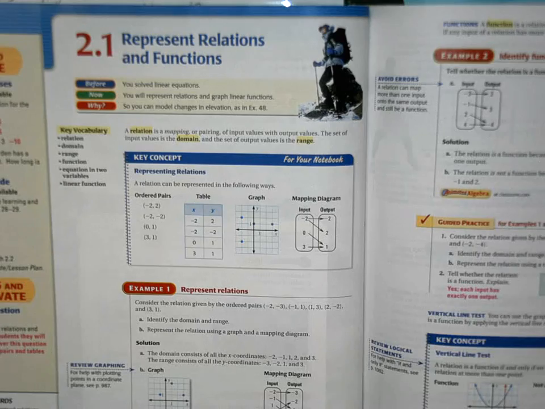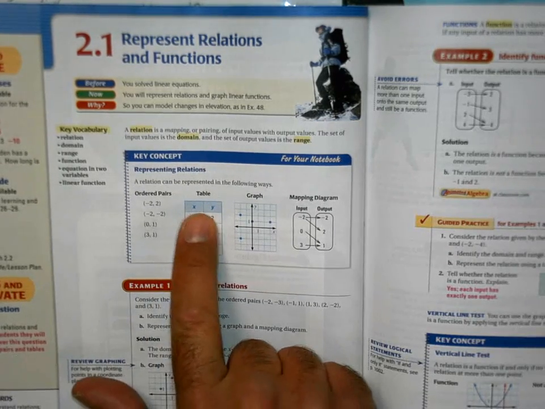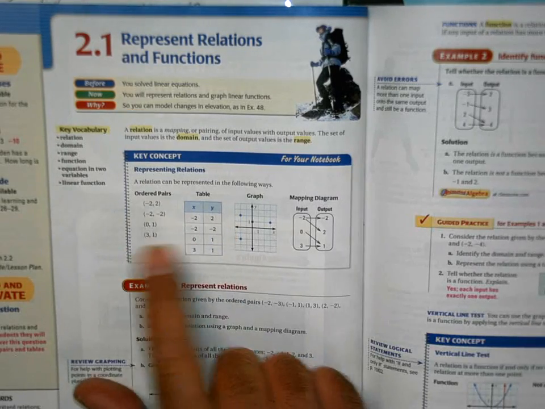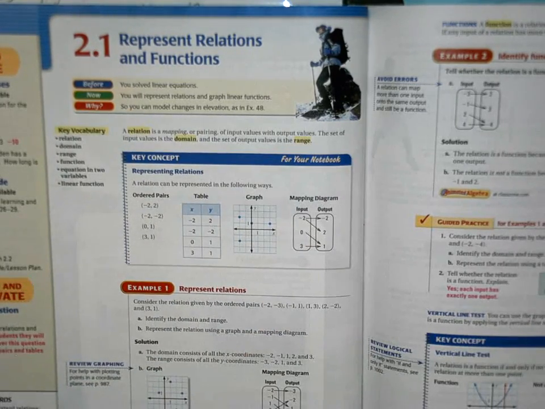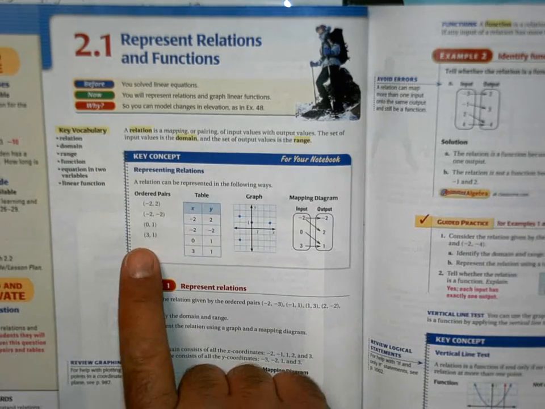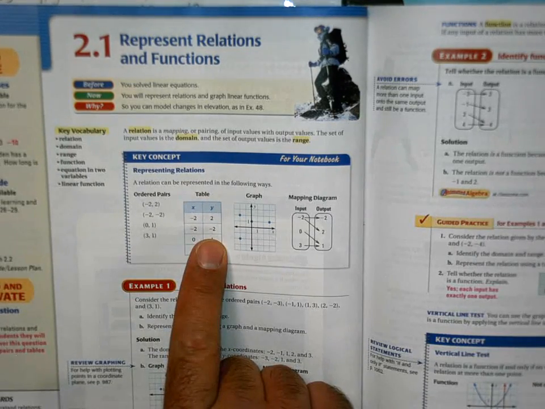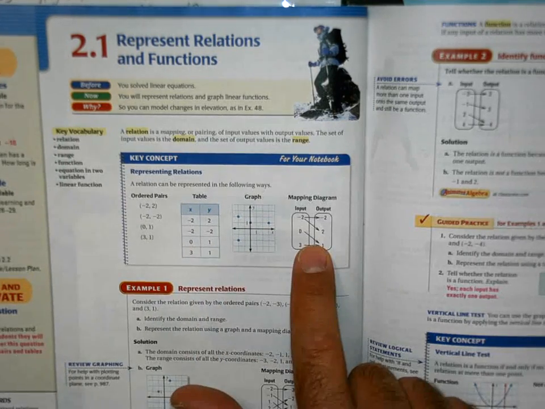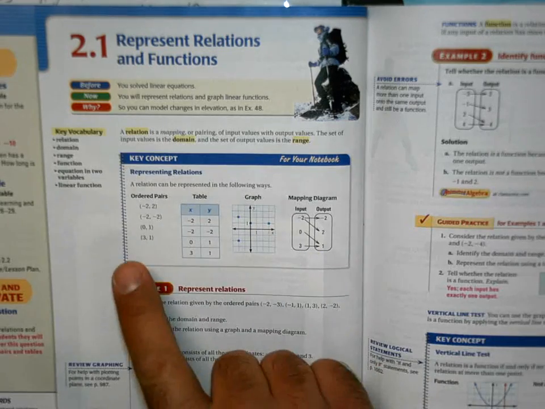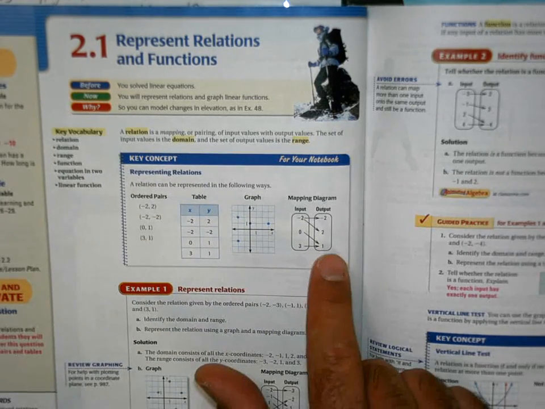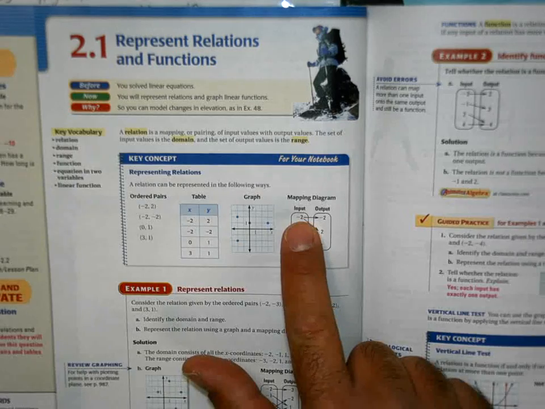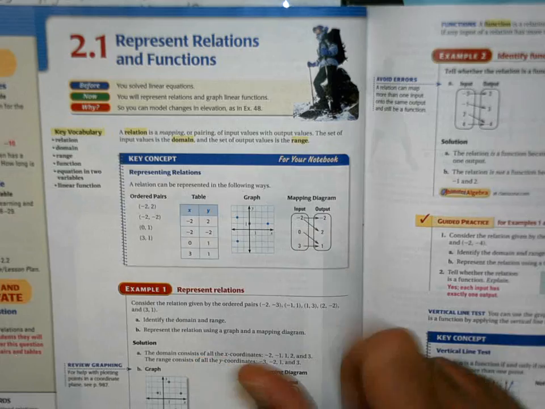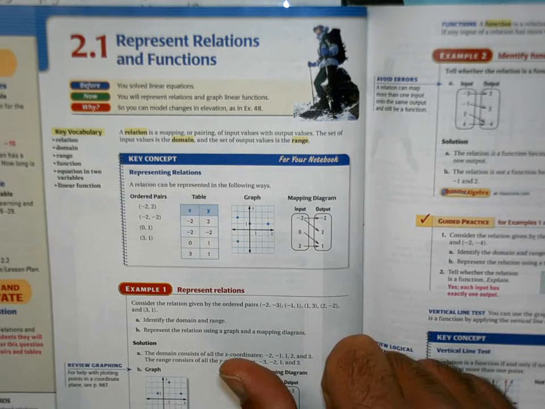Typically in an XY table, as shown here, the X values are the domain and the Y values are the range. There are four ways that we can represent a relation. We can represent it as an ordered pair, a table, a graph with the coordinates plotted, or a mapping diagram. You've seen these three before, but you may not have seen the mapping diagram. The mapping diagram shows the inputs and the outputs. The arrows indicate the output that goes with the corresponding input.